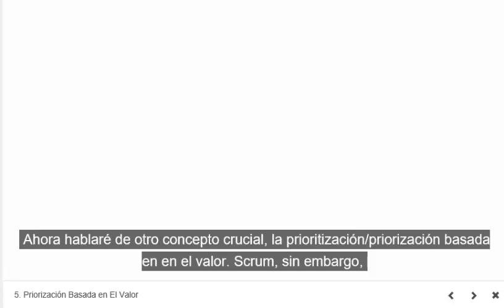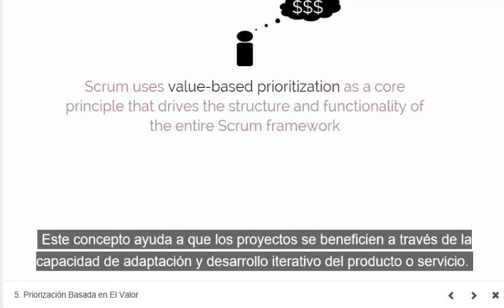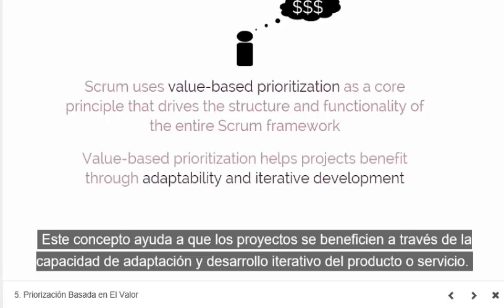Now I'll take you through another crucial concept, value-based prioritization. Scrum, however, uses value-based prioritization as one of the core principles that drives the structure and functionality of the entire Scrum framework. This concept helps projects benefit through adaptability and iterative development of the product or service.